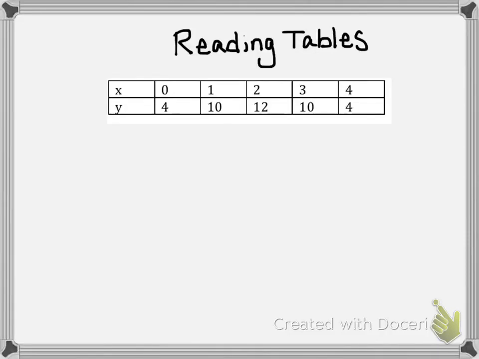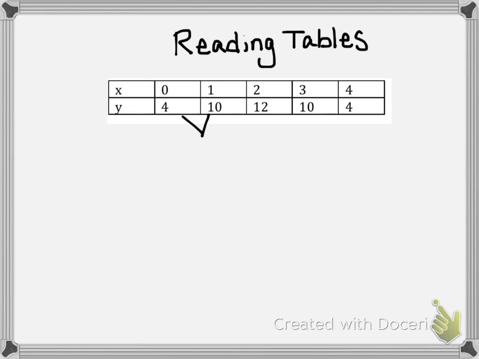When you're reading a table, there are two questions that we're going to ask you. The first question is going to say, is this a quadratic? For it to be a quadratic, we need to pay attention to what we call your second step, which is going to be your second difference. In order to find the second difference, we need to find the first difference.